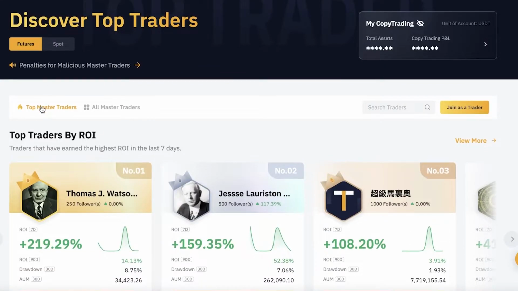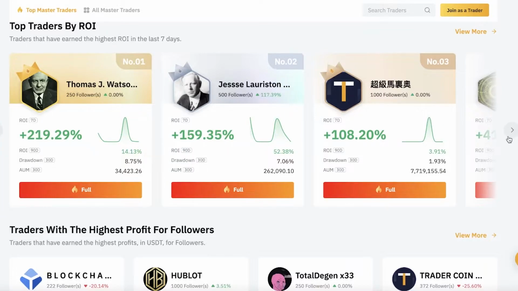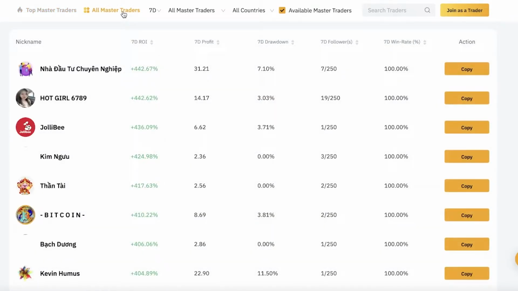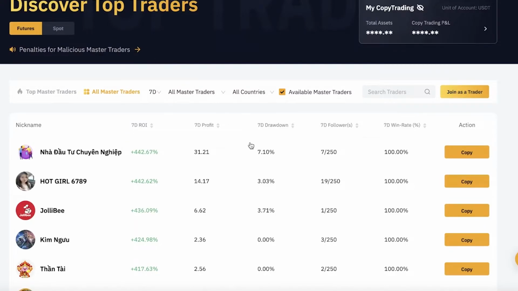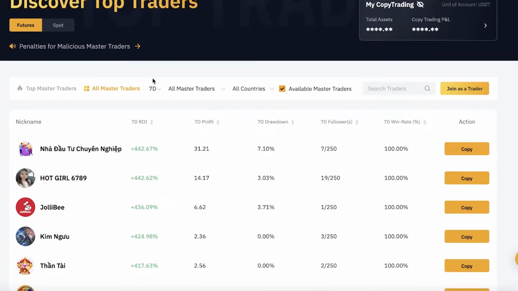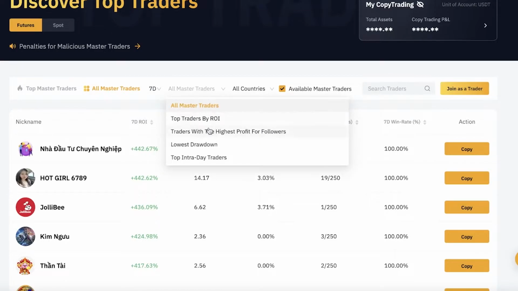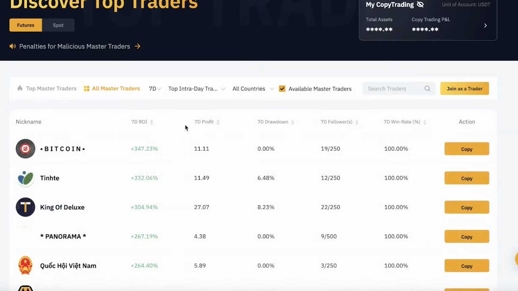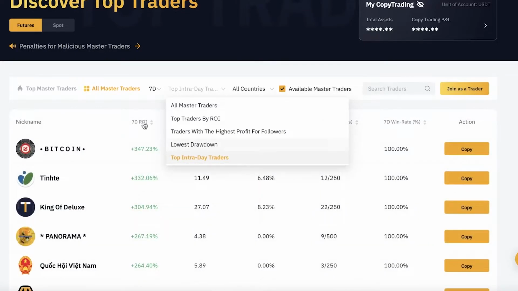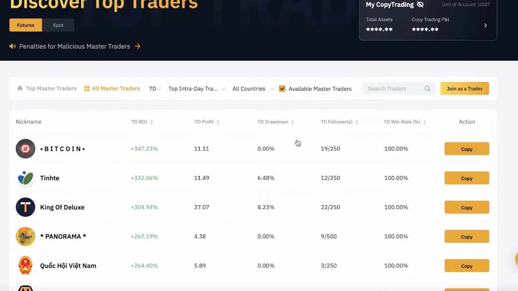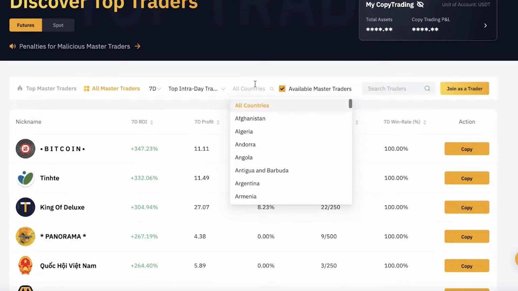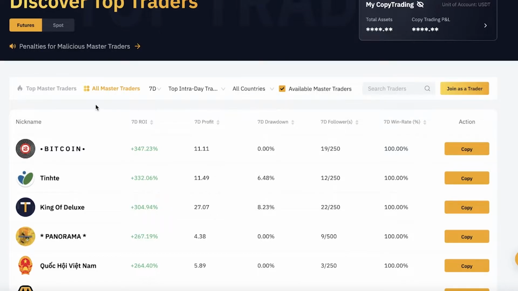Now you have the top master traders, so these are some of the top traders out there. Then you also have the list called all master traders, and you can filter out the traders that you want. So you can look for a certain trading strategy that you might have in mind. You might want to look for traders with the highest profit for followers, or with the lowest drawdown, or with the top intraday trade. So let's say you want to look at whoever has the top intraday trades, and you might want to copy that person instead. You also have country options, so you can choose someone that is from your country. Maybe you feel more comfortable in that way, you can choose that as well.